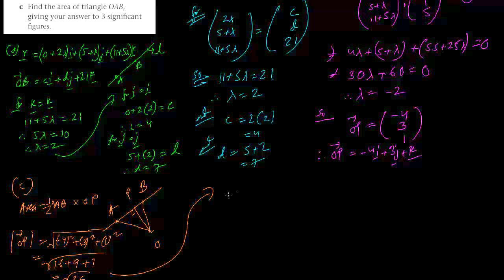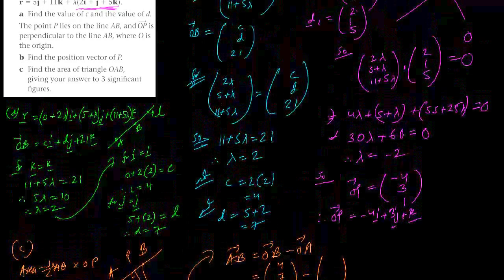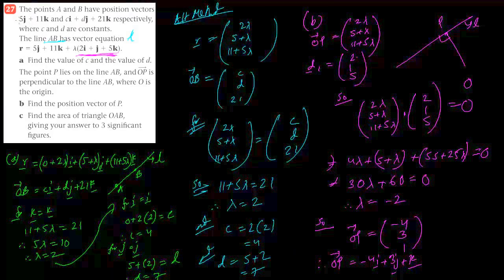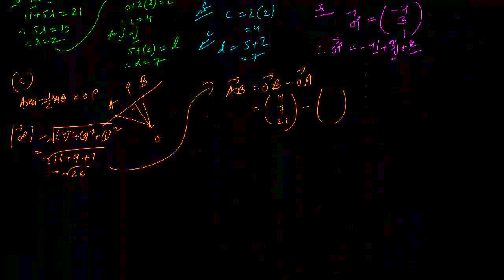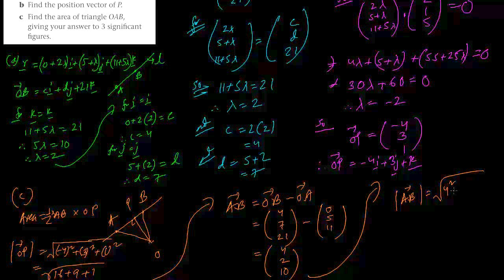Now we have to find the length of AB. First of all, AB equals OB minus OA. So we know what OB is. OB is going to be 4, 7, 21 because C is 4, D is 7, and 21 is the coordinate of k. Now OA is also given. So the position vector of A is 0, 5, 11. So AB turns out to be 4 minus 0 is 4, 7 minus 5 is 2, 21 minus 11 is 10. So the modulus of AB, that is the length of AB, is square root of 4 squared plus 2 squared plus 10 squared. So 4 squared is 16, 16 plus 4 is 20, 10 squared is 100, 120.